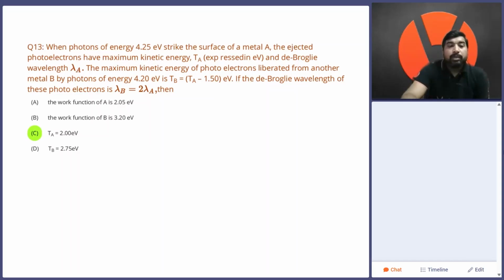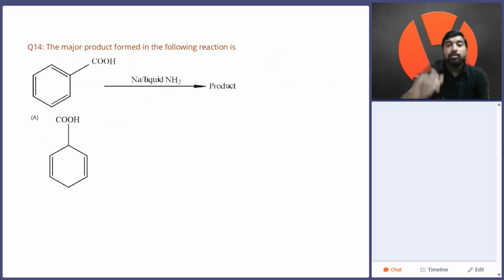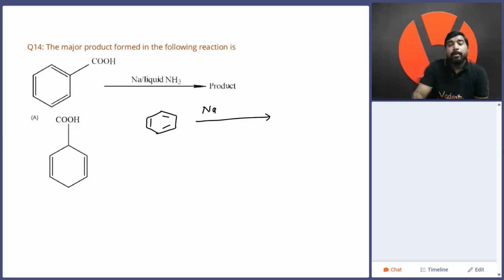Now come to the question number 14. Basically this is a Birch reduction. So when benzene reacts with Na in liquid ammonia, it converts the benzene into the diene.